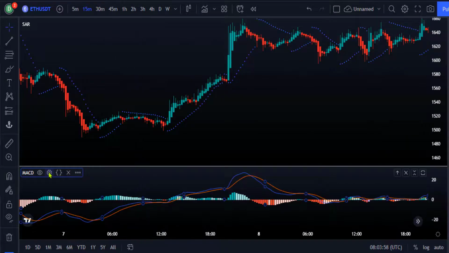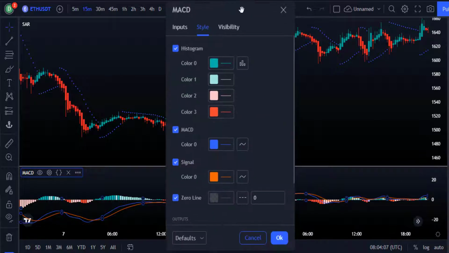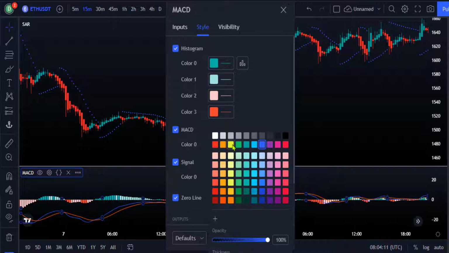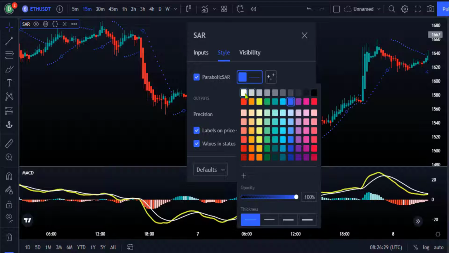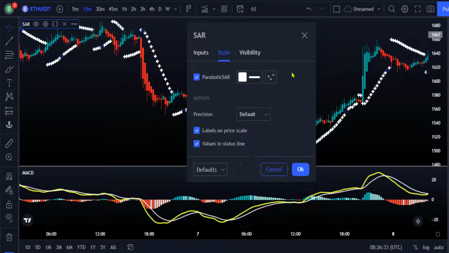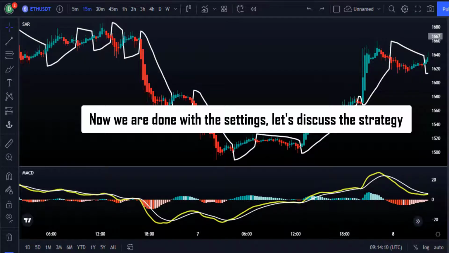Now let's change the setting of the MACD. Just go to the style and change the color of the MACD line to yellow and increase the thickness so that it will be more visible. Again, change the color of the signal line to white and increase the thickness as well. You are going to change the setting of the parabolic SAR to white and also increase the thickness to make it more visible, and finally, change this parabolic crosses to line. Now we are done with the settings, let's discuss the strategy.